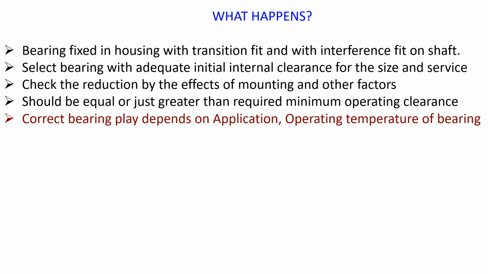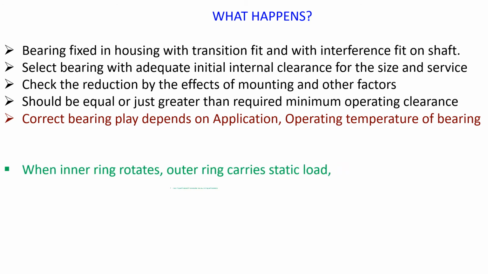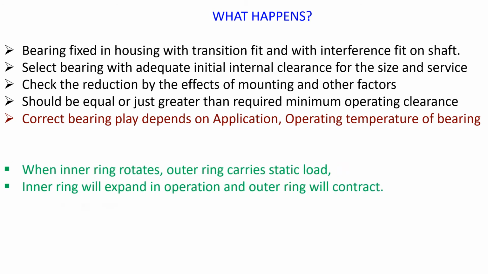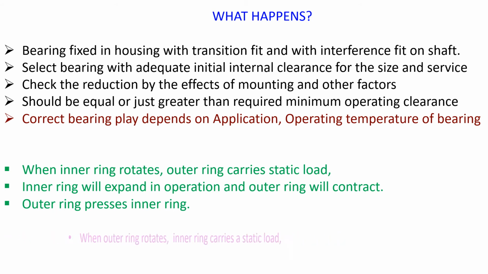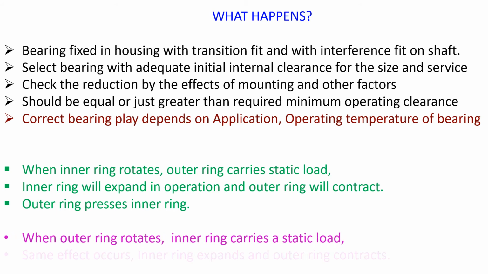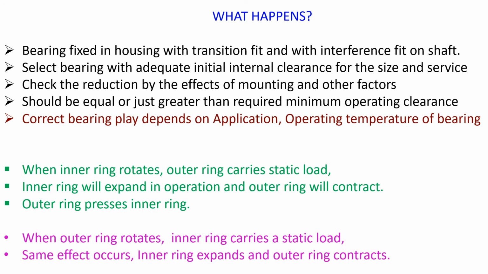Then, what happens after you fix the bearing? When the inner ring rotates, the outer ring carries static load. Inner ring will expand in operation and the outer ring will contract. Effectively, the outer ring presses the inner ring. On the other hand, in some applications, the outer race rotates. Then the inner race carries the static load. Same effect occurs: the inner ring expands and the outer ring contracts. So, good operating clearance is important for good bearing operation.